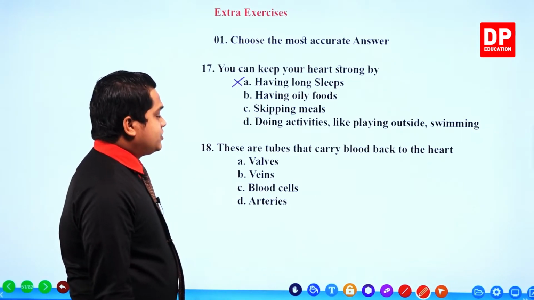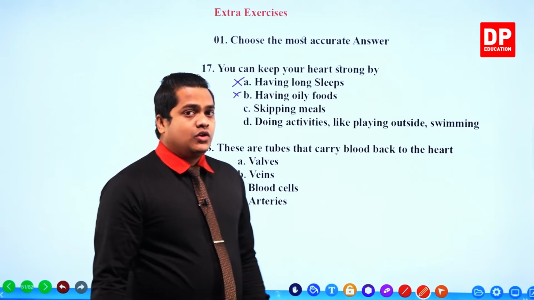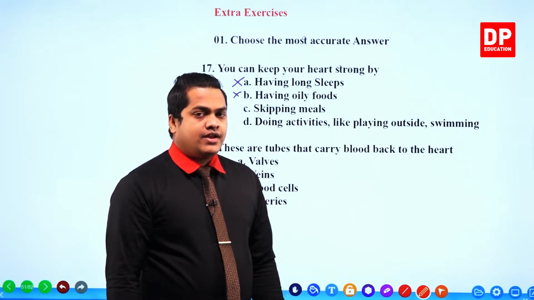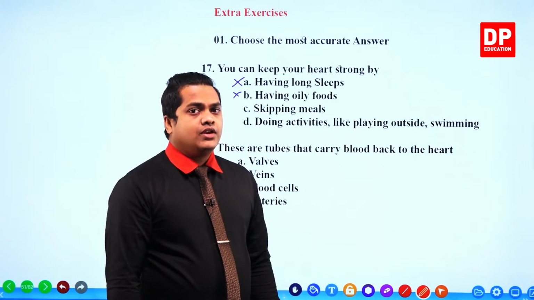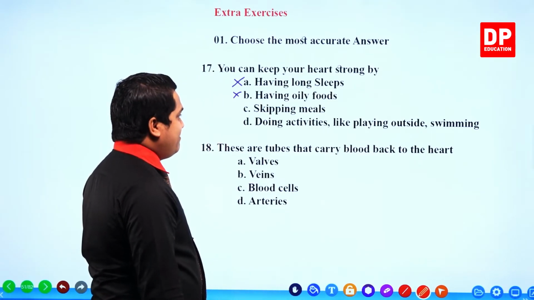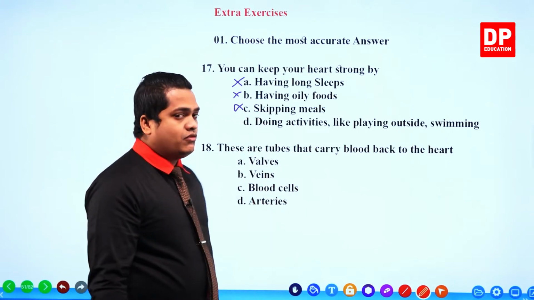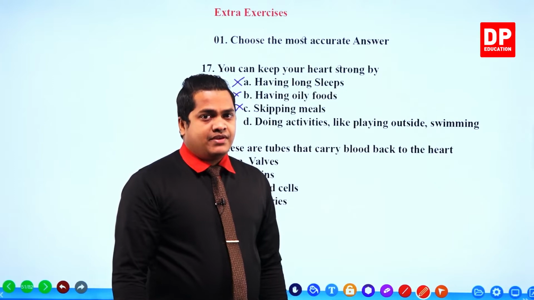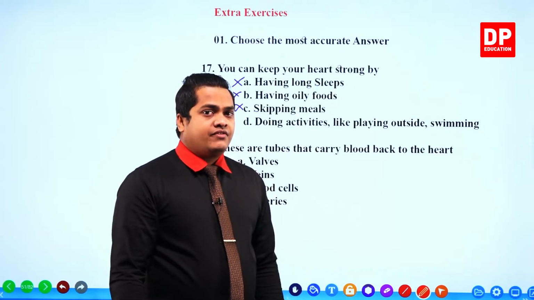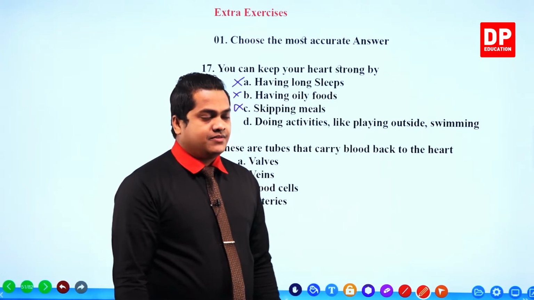Having oily foods, totally incorrect. I told you that having oily foods is not a good habit, right? It is not a good habit for having a healthy circulatory system. Skipping meals, absolutely incorrect. Nutritional level would reduce, and there might be a possibility of different kinds of diseases associated with the heart and circulatory system.